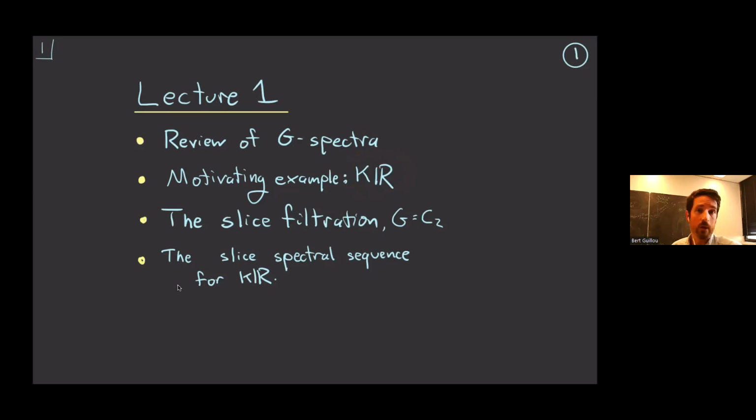And so that's where we'll start as well. Then we'll talk about the slice filtration, especially as discussed by Hill, Hopkins, and Ravenel. For today, we'll focus on the case of the cyclic group of order 2, but next time we'll look at the more general definition. Once we've done that, we'll turn back to KR and look at what the filtration actually looks like in that example, and we'll discuss the slice spectral sequence in that case.